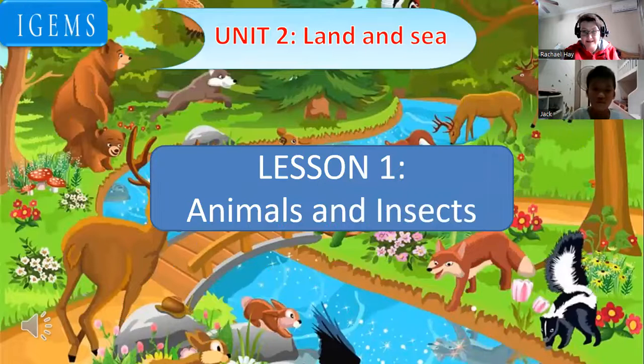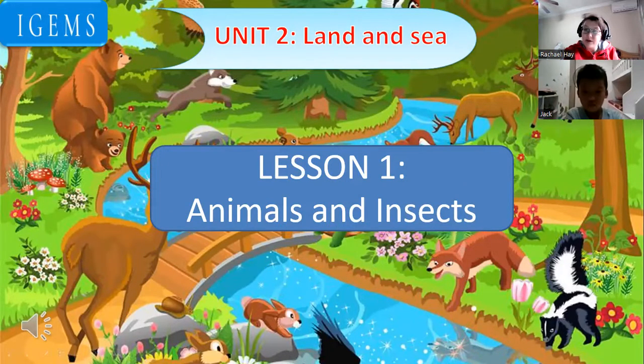Page 12, Unit 2, Land and Sea. Lesson 1, Animals and Insects. Jack, how many of these animals can you name? Do you know what these are? I don't know. These are deer. What is this? Fox. What is this? I don't know. That is called a skunk. They're very stinky. If you try and catch them, they let off a gas and it stinks. Ew. Yes, ew. And these? Rabbits. Yes. And those? Bear. And this? Wolf. Good.